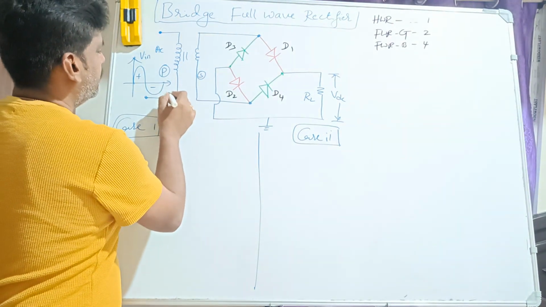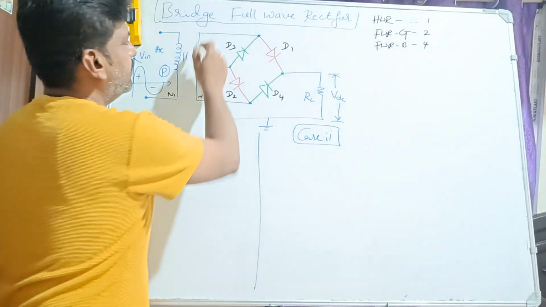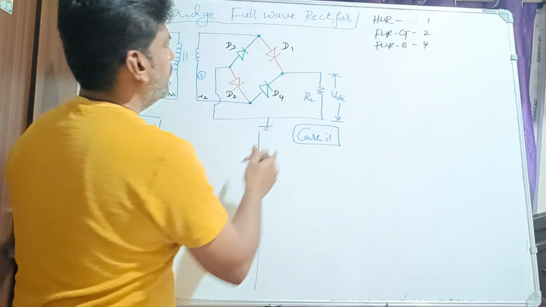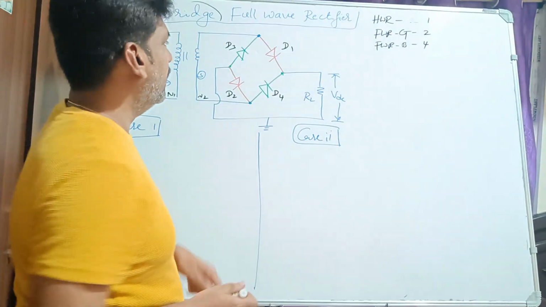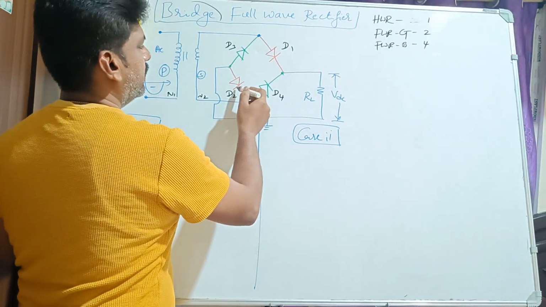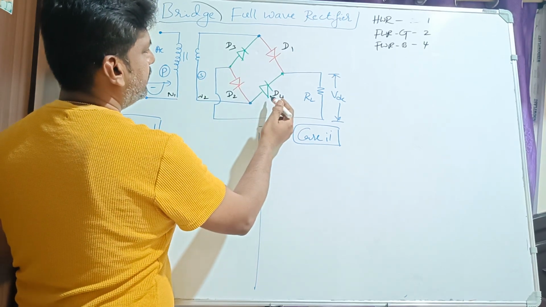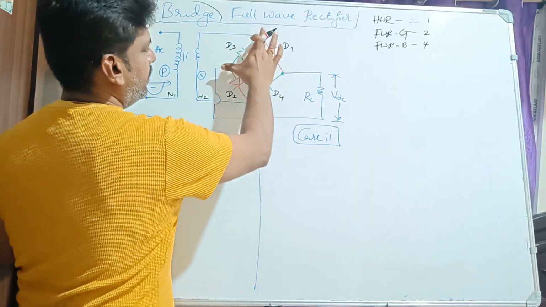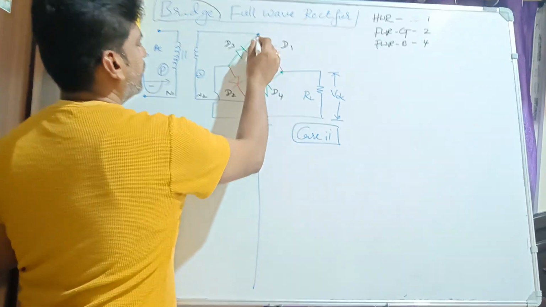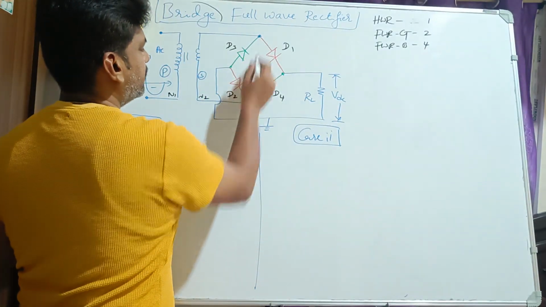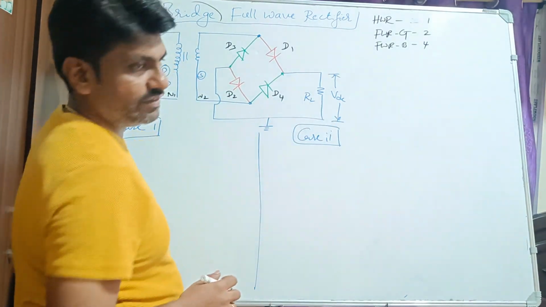It has a turns ratio N1 to N2 and an AC input, and it is connected to four diodes. It forms a bridge-like structure, that's why the name is bridge rectifier. Diodes D1 and D2 are in the down direction, and D3 and D4 in the up direction. There are 4 points: 2 points are connected to the transformer, and the other 2 points you connect to the resistance, right?